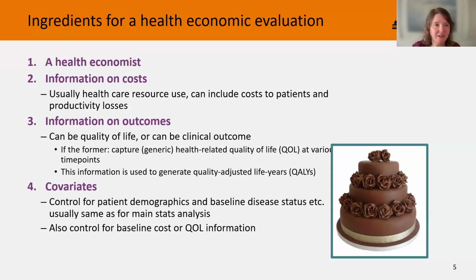It just says various under there. If it's quality of life, then we capture generic quality of life at various time points, and we use this information to generate QALYs. We also need information on different covariates, so patient demographics, age, sex, and so forth, baseline disease status, and we would control for these kinds of covariates, the same as we would for the main statistical analysis. We also control for baseline values, again, in a standard way.